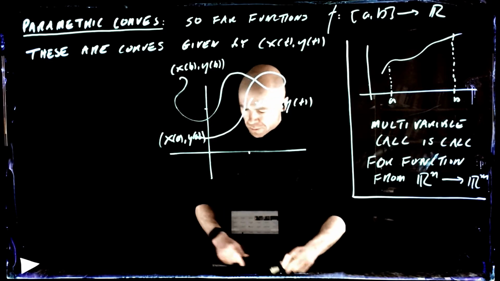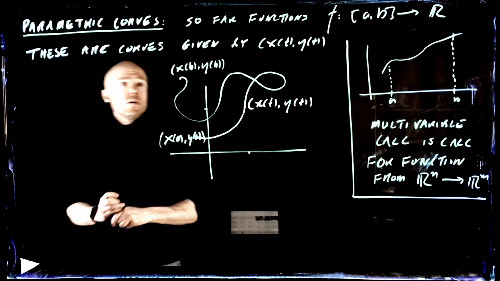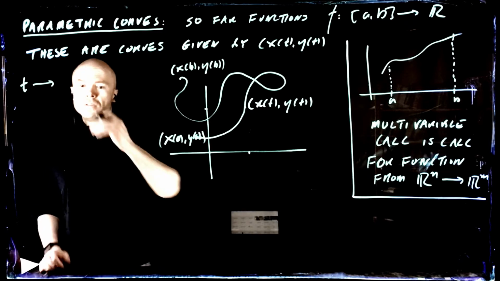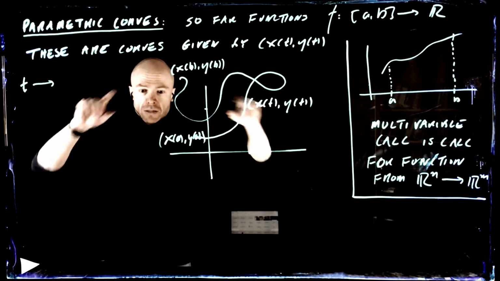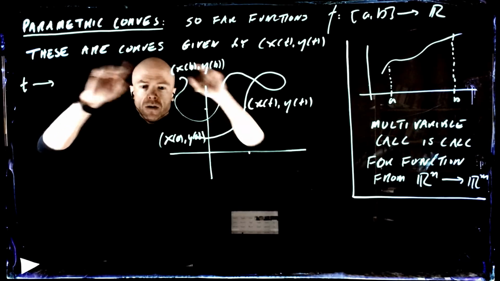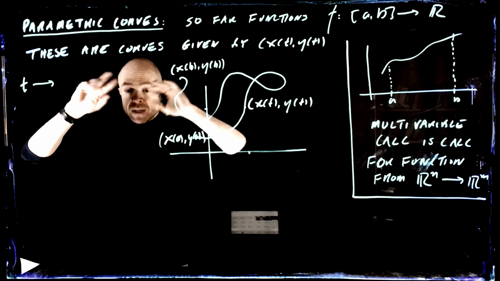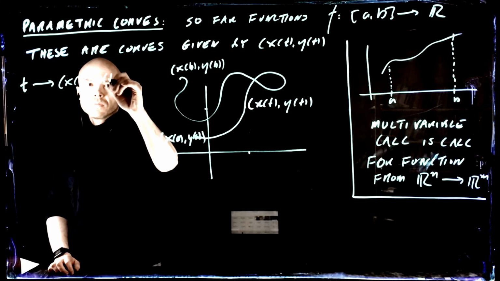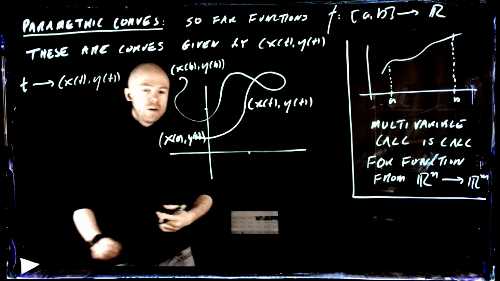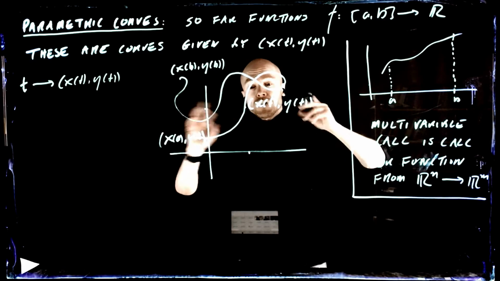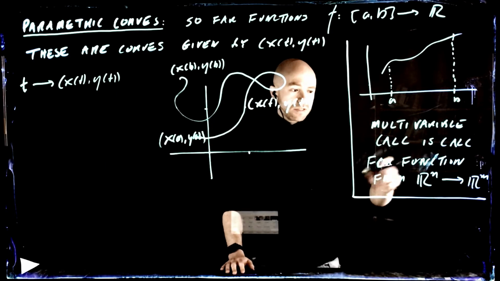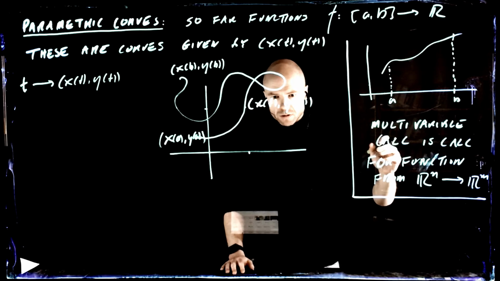Okay? And if you think about what we've really done there, we have got a function from t, which is the real numbers, into x of t, y of t, into the points on the plane R2. So it's a mapping into R2. So it's the simplest version of a function in multivariable calculus, where we go from dimension 1 to dimension 2. Yeah? So in this case, n is equal to 1, m is equal to 2.